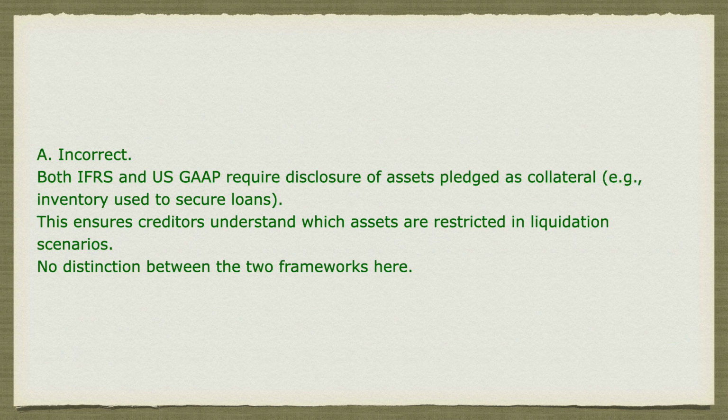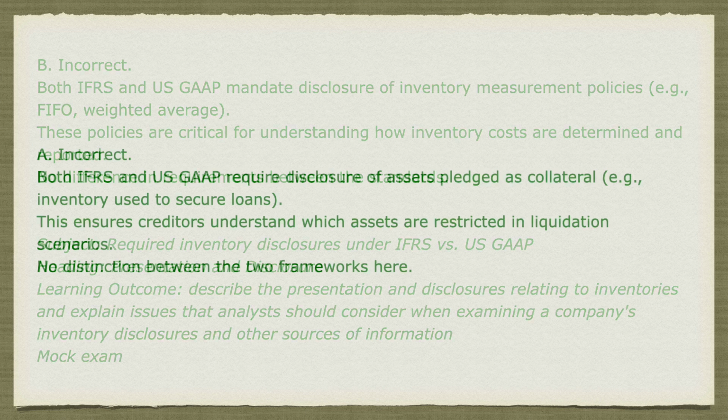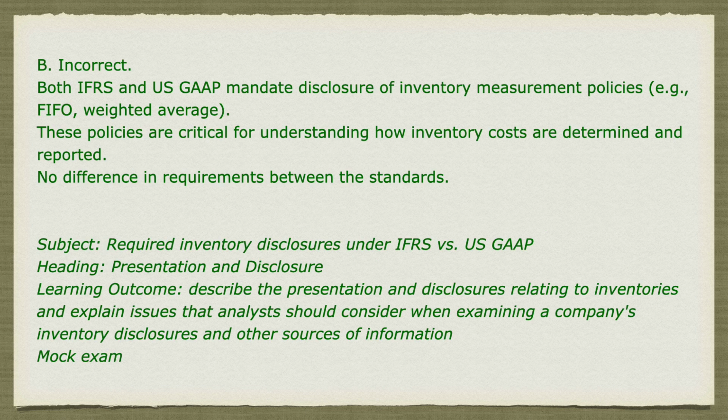A. Incorrect. Both IFRS and US GAAP require disclosure of pledged collateral assets. B. Incorrect. IFRS and US GAAP require disclosure of inventory measurement policies, crucial for understanding inventory cost estimation and reporting.